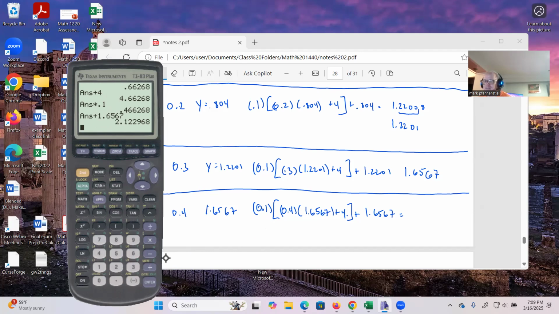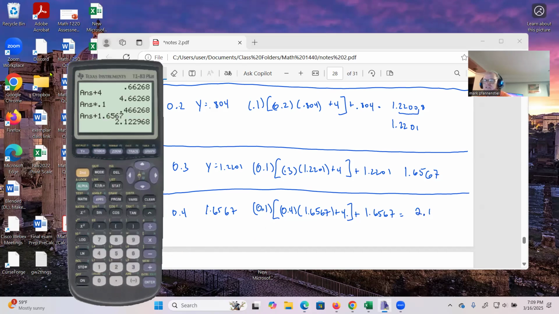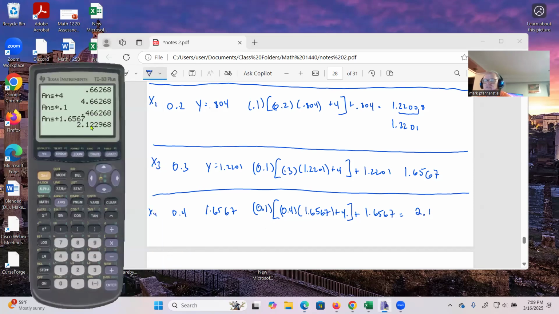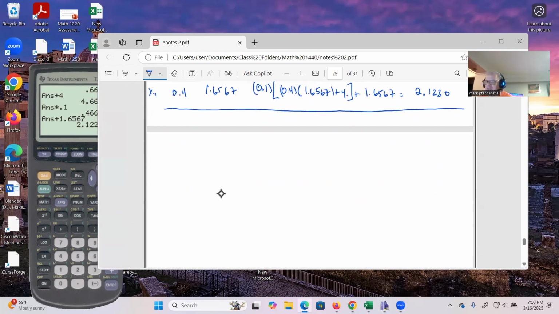Again, we're going to stop this at 4 decimal places. We're going to round this up. Go with it that way. All right. Let's go to the next one down. For the next page, x5: my x is now 0.5. My y value at that point is 2.123.